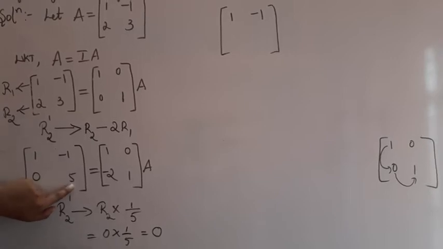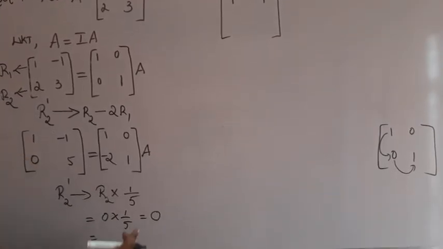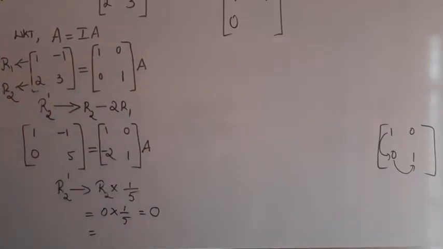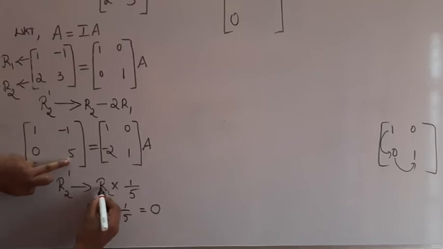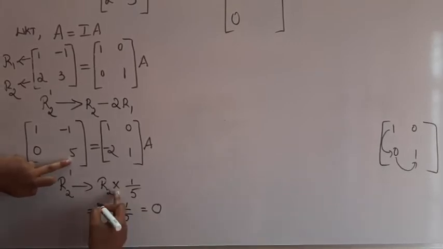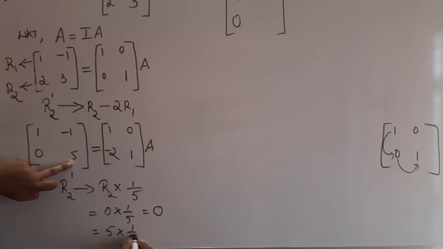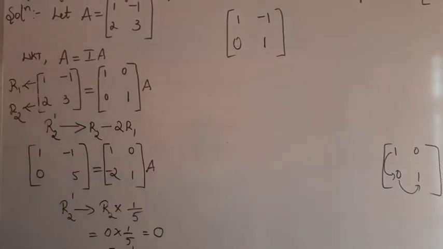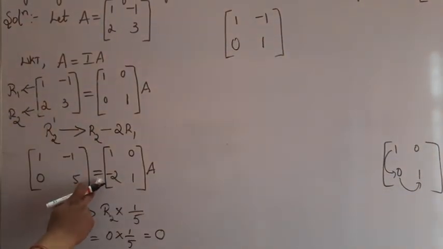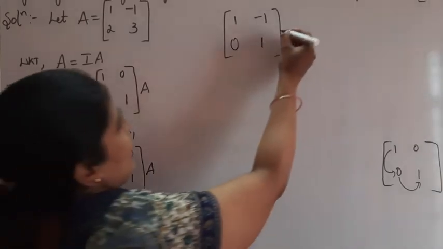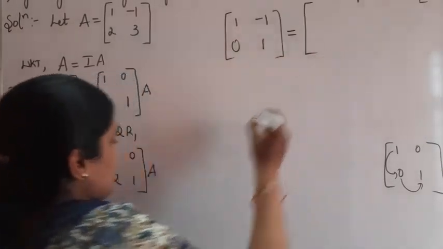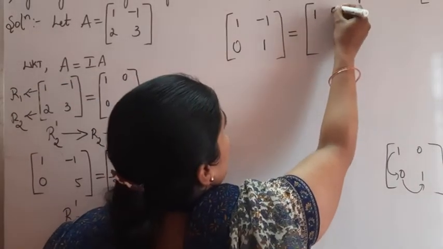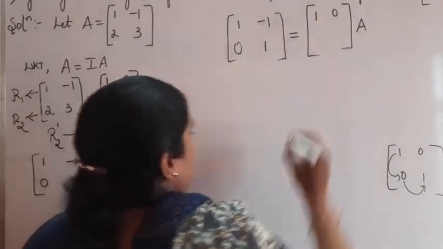Next R2. So apply the same formula. So the first element we are getting is 0. Therefore here it is 0. Next, what is R2? In the R2 place, only 5 comes, into 1 by 5. So here the 5 gets cancelled. We are getting 1. So here we are getting 1. Okay, which is equal to. Apply the same condition for the right side matrix. Which is equal to the matrix. Here also, the second row is changing, which means write the first row as it is. That is 1, 0 into matrix A as it is.